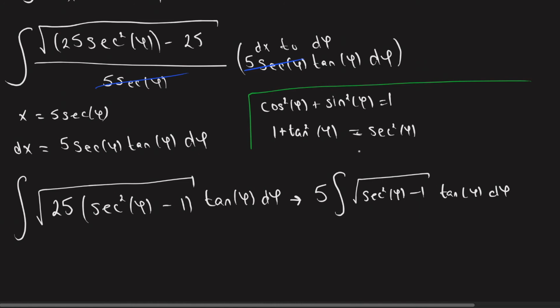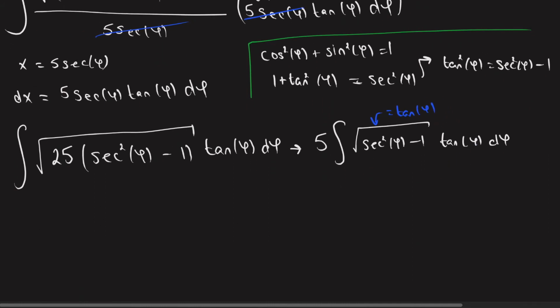I can now subtract 1 from both sides, and we're going to get tan squared is equal to secant squared minus 1. So we can substitute that back in, and then we're going to take the square root of tan squared, which is just tan. So we're going to have tan here. So we see that this is equal to tan of phi, because it's going to be tan squared, and the square root is just tan. So tan times tan is tan squared. So now our integral is tan squared of phi d phi.